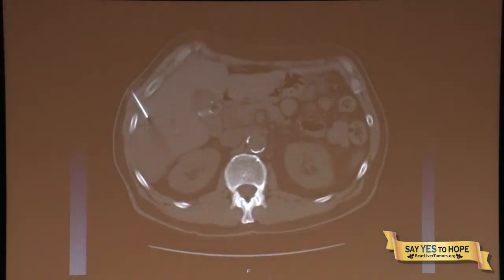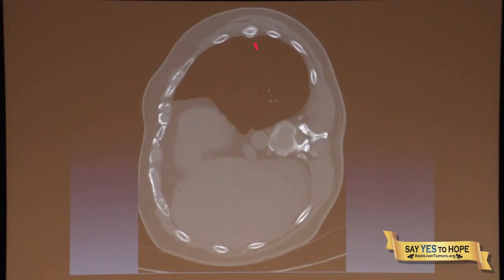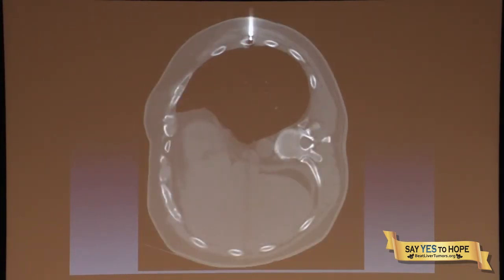A much bigger liver mass. Here's a needle, and here's one actually in the rib. These are a lot more difficult, but again, we can put these biopsy probes in and get good parts of tissue. So that's just what biopsies are. That's how we get the diagnosis.